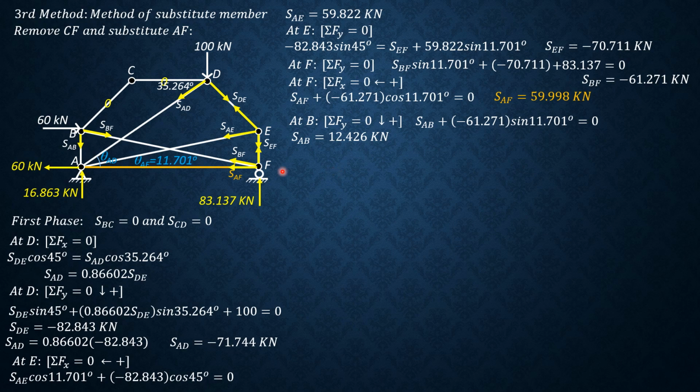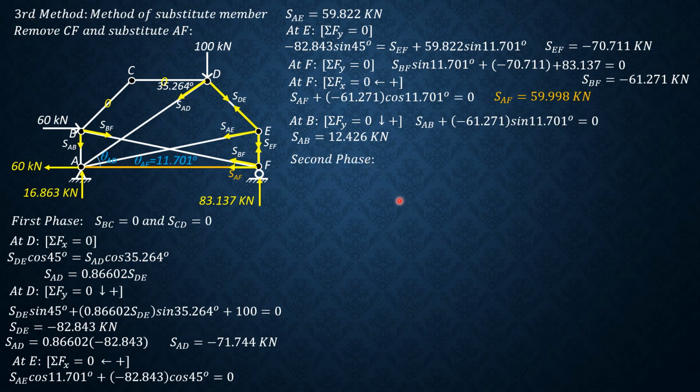It is good practice to check if joint B is in equilibrium. Summation forces X: 60 plus SBF, which is negative 61.271 cosine of 11.701. That should be equal to 0 or almost equal to 0. If that is true, then it means that all these values are correct. So that's it. This is the first phase. Then let's proceed to the second phase.